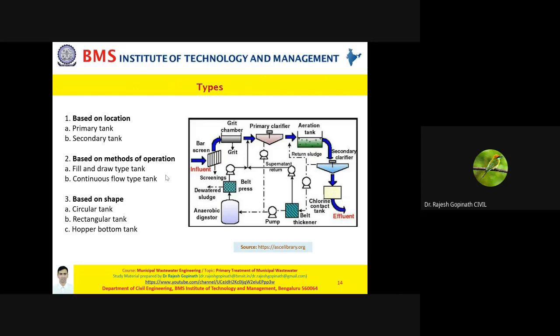But if I say that your sedimentation tank is present in the secondary treatment, let us say in the case of the activated sludge process, then the wastewater after aeration enters the secondary sedimentation tank, where the same process of settling and sedimenting takes place. Basically the operation, the functioning and the construction remain the same, but the purpose varies. Now let's move on to the second type, which is based on the methods of operation. This depends on how the wastewater enters. I will explain this in the next slide. And finally, the third classification is based on the shape, that is circular, rectangular, or hopper bottom.